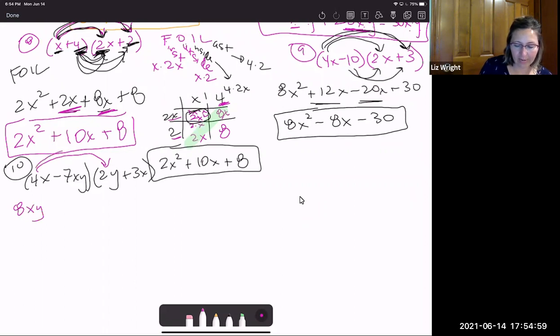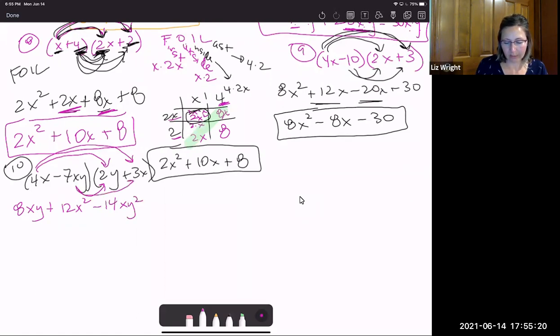Then I'm going to do my outside terms. So I'm going to get 4x times a positive 3x, which is going to be plus 12x squared. Then I'm going to do negative 7xy times a 2y, which is going to give me negative 14xy squared. And then a negative 7xy times a positive 3x, which should give me negative 21x squared y.